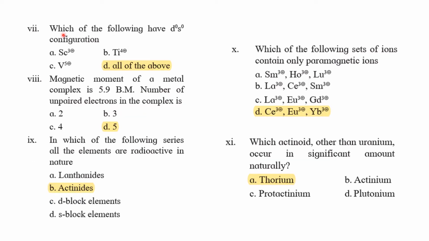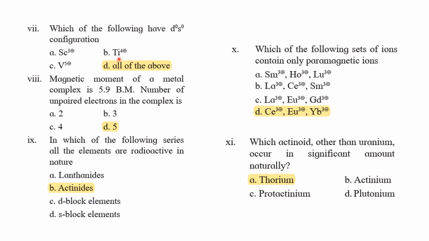Seventh question. Which of the following has d0 s0 configuration? The correct answer is option D, all the above. We know the electronic configuration of scandium is d1 s2. When it is forming the Sc3+ ion, it will lose 1 electron from the d orbital and 2 electrons from the s orbital. So the electronic configuration becomes d0 s0.